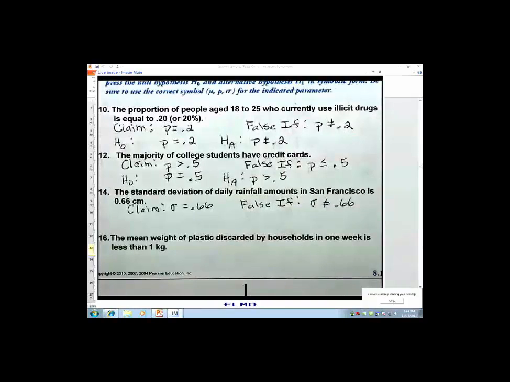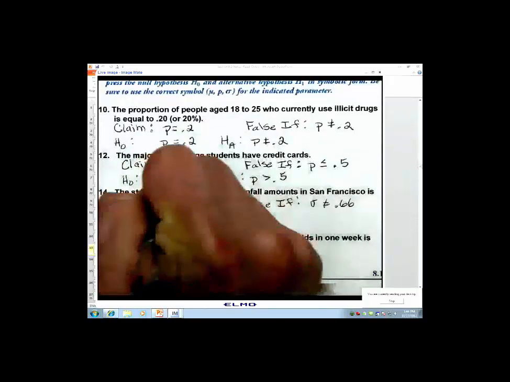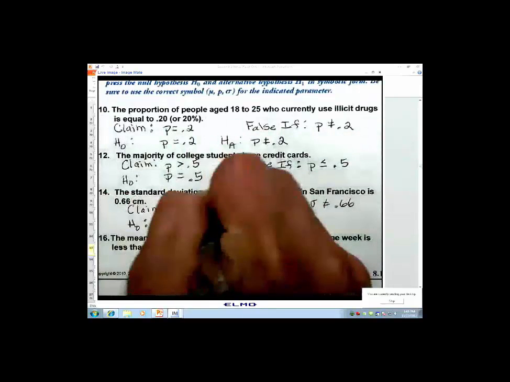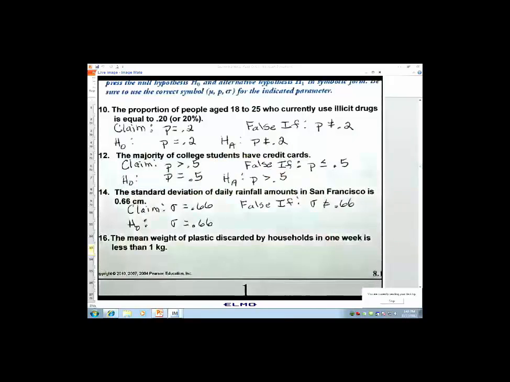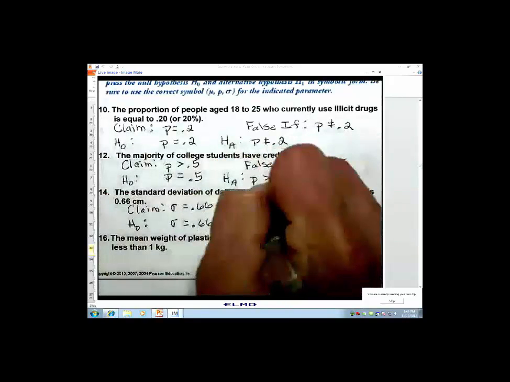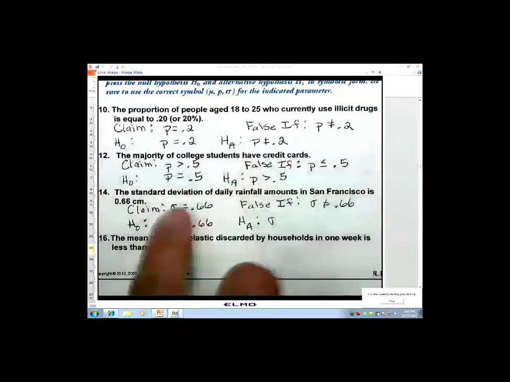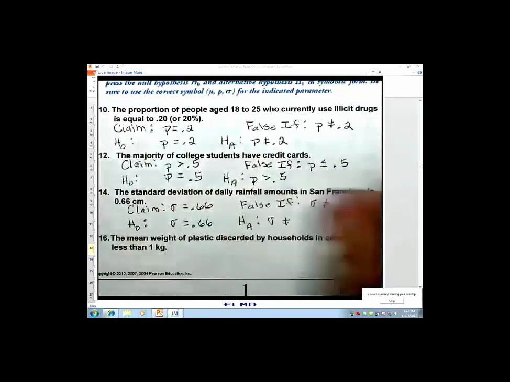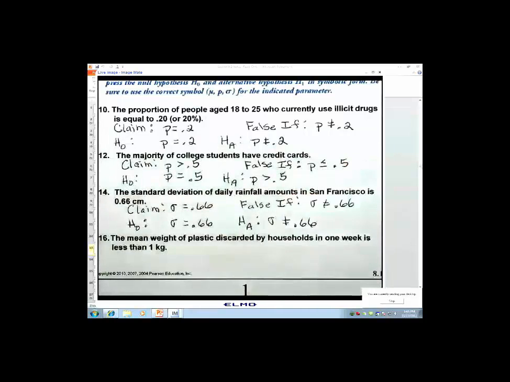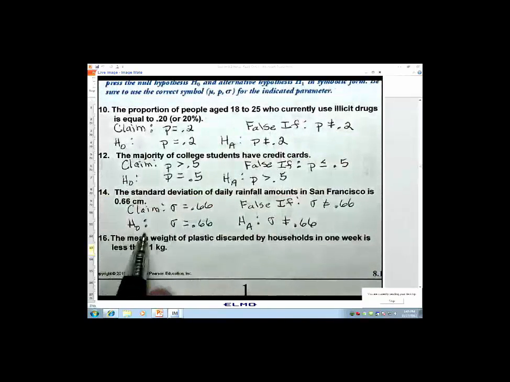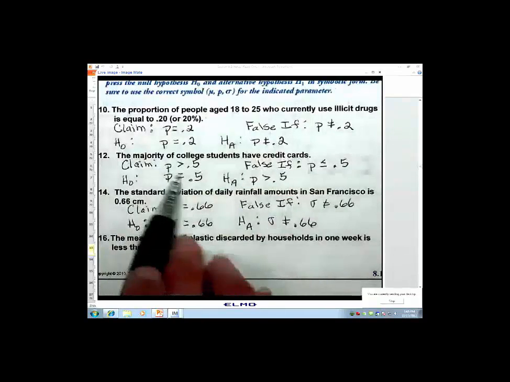So what is the null hypothesis? It's always plain old equals. What is the alternative hypothesis? The one of these two that didn't have the equals in it. Sigma is not 0.66. It really is better to write down the alternative first. The alternative is always one of these two. The null may not be either one. Like in number 12, the null was P equals 0.5. That wasn't the claim or the complement.